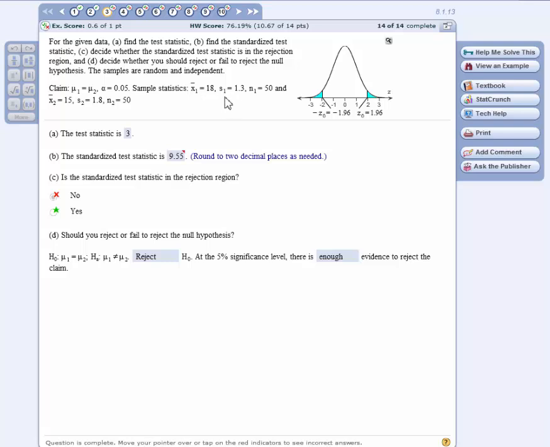Its standard deviation is 1.3, and n is equal to 50 for that sample. For the second sample, the mean is 15, standard deviation 1.8, and again, n equal 50. So let's go to the first question.